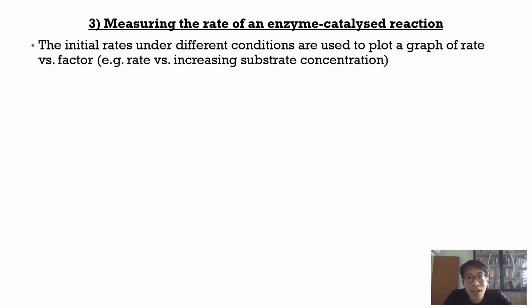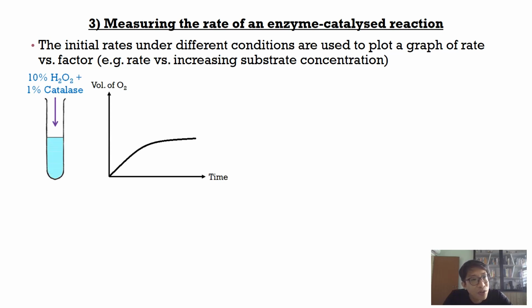Imagine that I want to investigate the effect of increasing substrate concentration on the rate of reaction. I will use the example of the breakdown of hydrogen peroxide. The substrate is hydrogen peroxide, the enzyme is catalase. I would carry out this reaction with 10% substrate and 1% enzyme in a particular temperature and pH, obviously. And I would get this graph of the increase in oxygen over time. With this graph, I can find the initial rate. Let's say it is 2 cm³ of oxygen per second.